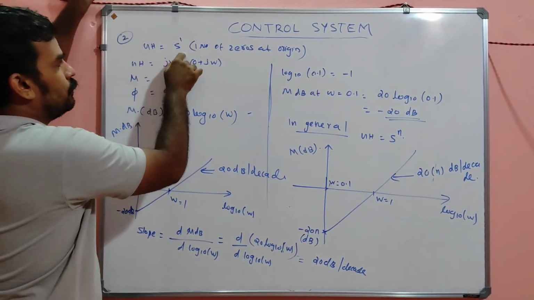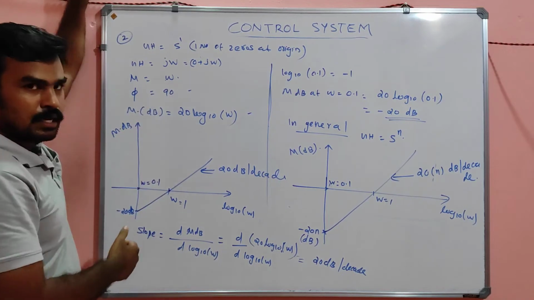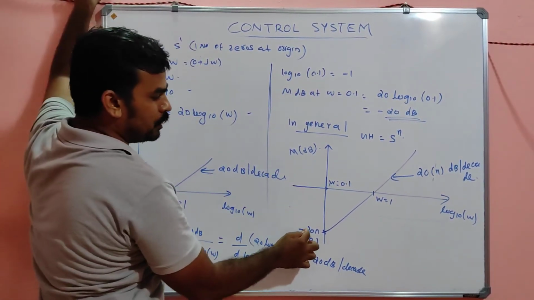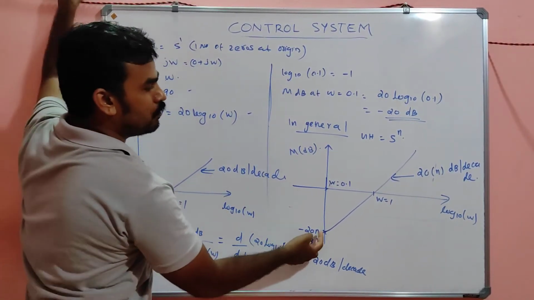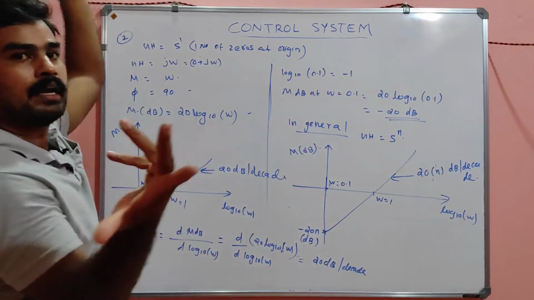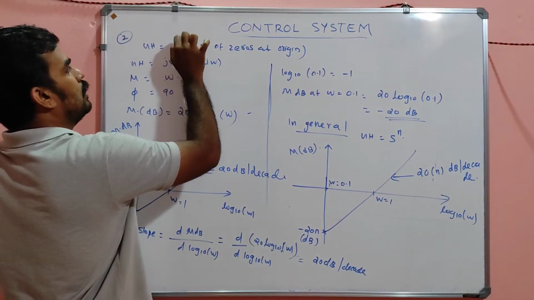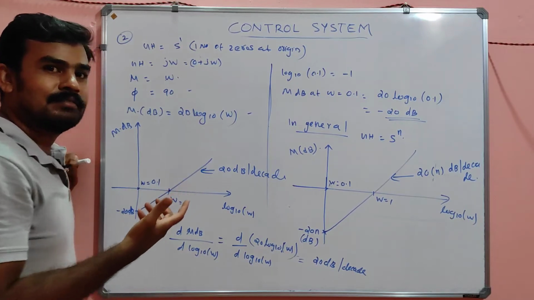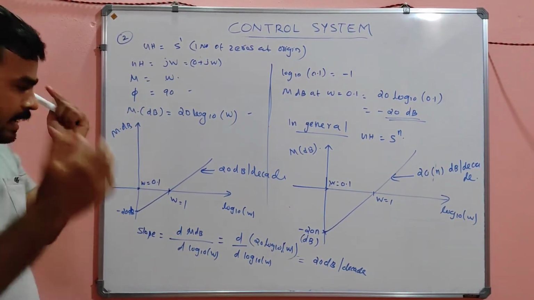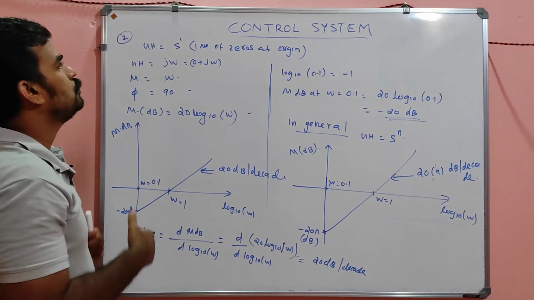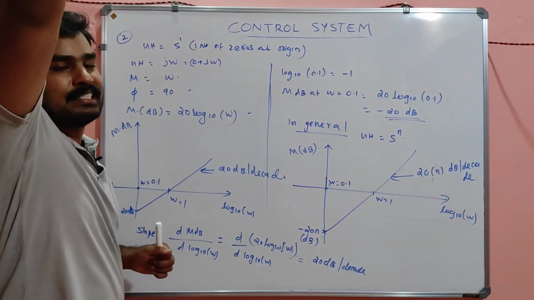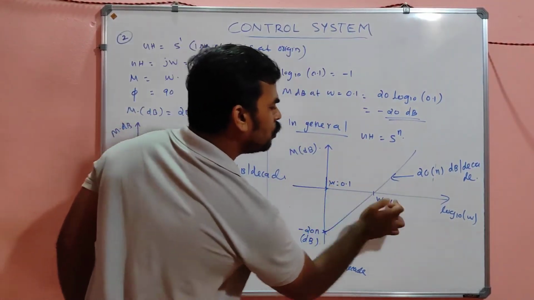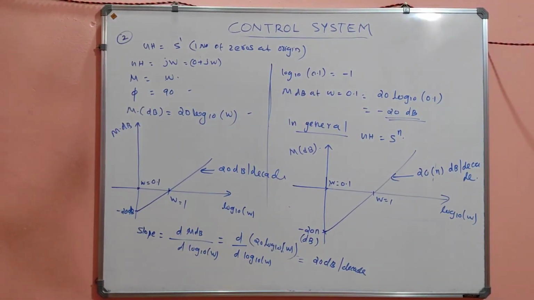For S raised to N, you have to multiply 20 into N. For example, suppose S square. What will be the Bode plot for S square? Minus 40 dB start with plus 40 dB per decade slope. That's all. What about S cube? You don't need to do all this, you have a general idea now. S cube means minus 60 will be the starting point with 60 dB per decade as the slope. No change in that point, it's the same.